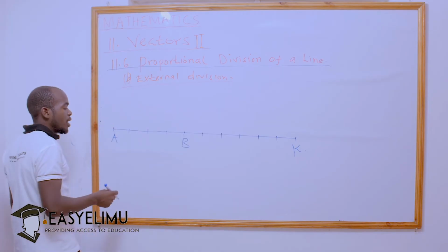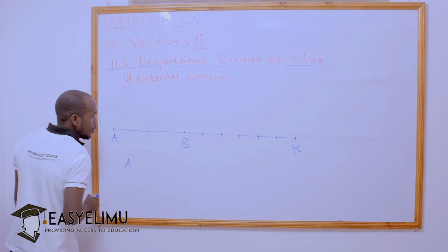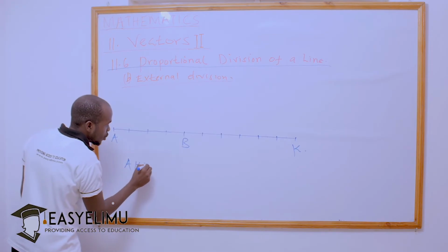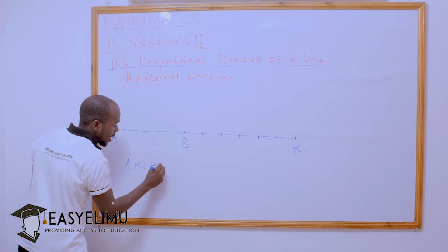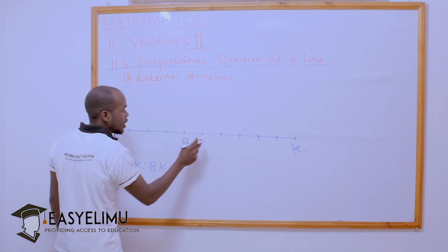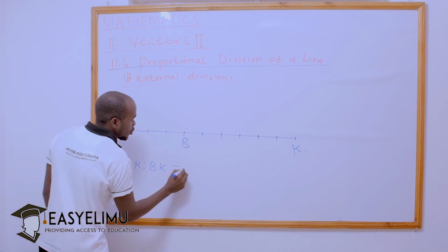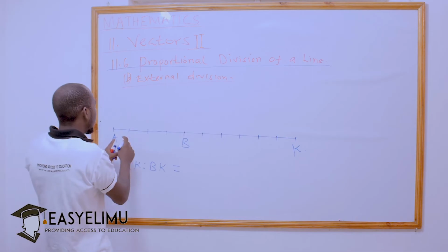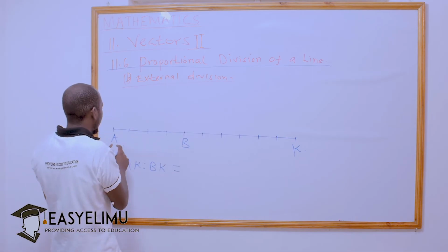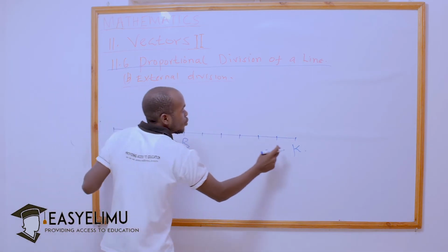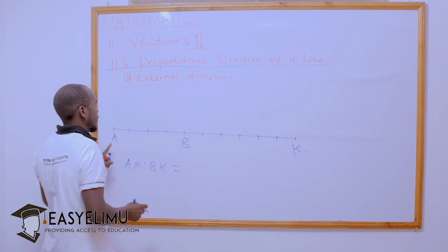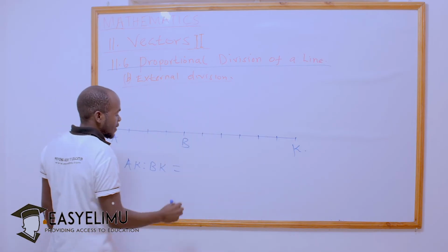So that one you will have to do in that direction. You will take AK to BK, which will be equal to the ratio of, since it is line AB, then the total ratio is A to K. So that is, as you can see, 10 divisions.